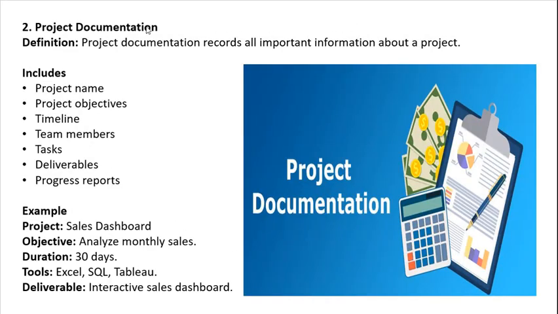Second, project documentation is a record of all the important information about a project. It includes the project name, project objectives, timelines, team members, tasks, deliverables and progress reports. An example project is a sales dashboard, and the objective is to analyze the monthly sales duration of 30 days, with tools Excel, SQL, Tableau, and the deliverable is an interactive sales dashboard.